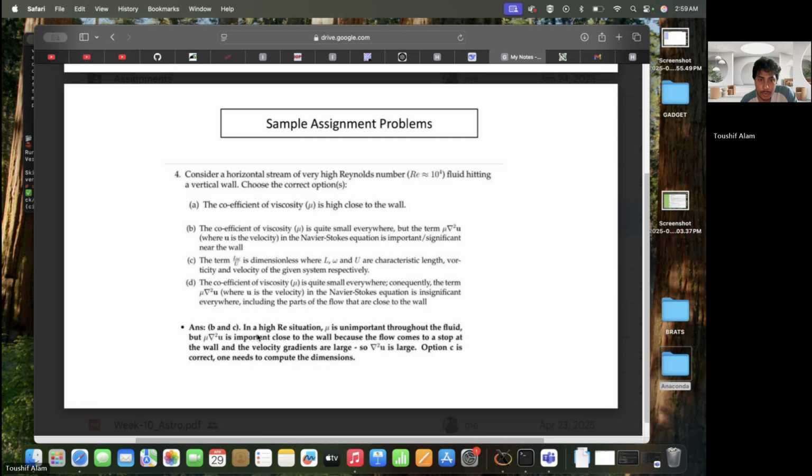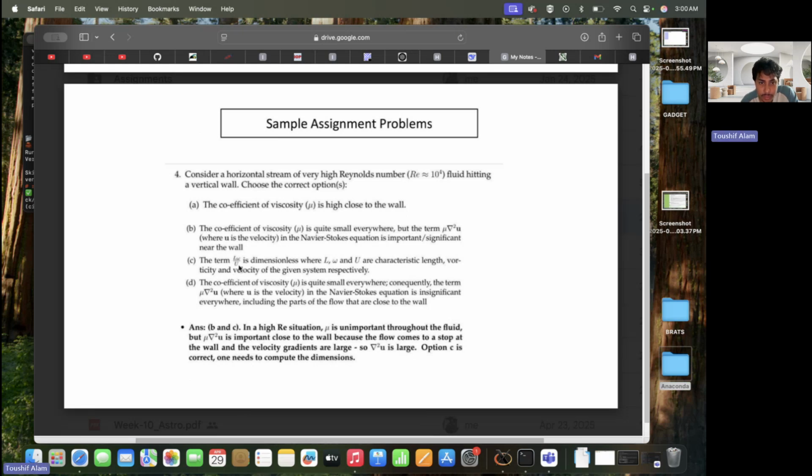So in high Reynolds numbers, abbreviated by Re, mu is unimportant throughout the fluid, but mu del square u is important close to the wall because the flow comes to a stop at the wall and the velocity gradients are large. So del square u is large. Option C is correct.